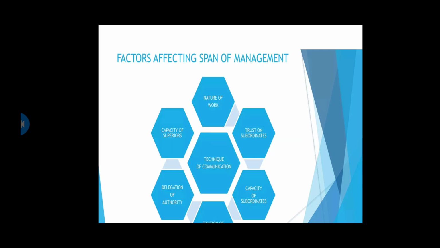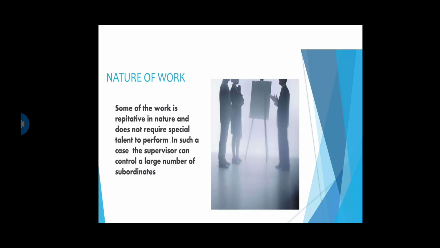Here are various factors which affect an effective span of management, which are nature of work, capacity of superiors, trust on subordinates, capacity of subordinates, delegation of authority, and many more. The first factor is nature of work. Nature of work is an important factor for deciding the type of span of management, that is, whether this will go under wide span of management or narrow span of management.